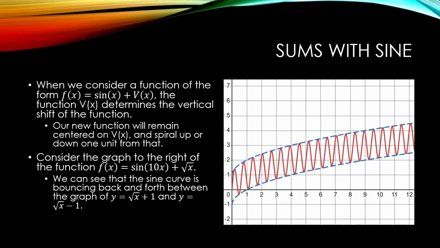We can also add functions to sine curves. In this case, we have sine of 10x plus the square root of x. What this has done is shifted up how this function is going to be oscillating. Instead of oscillating between -1 and 1, it's going to be oscillating between square root of x plus 1 and square root of x minus 1.